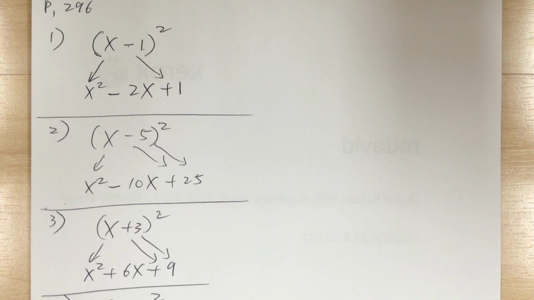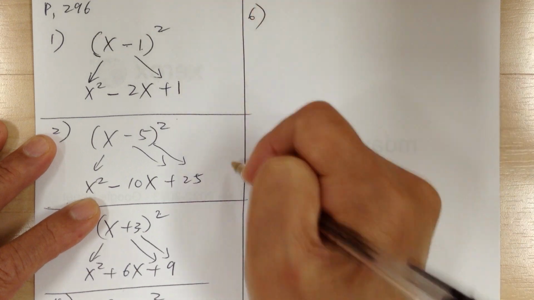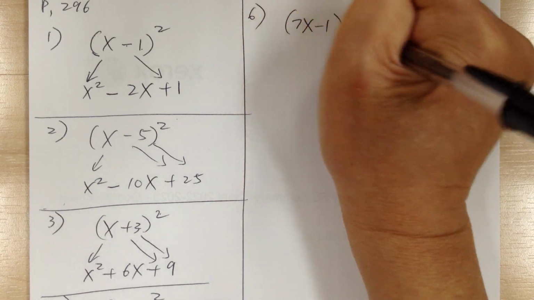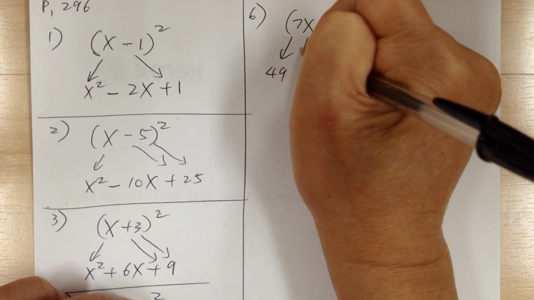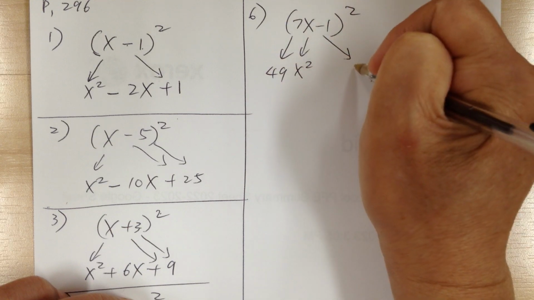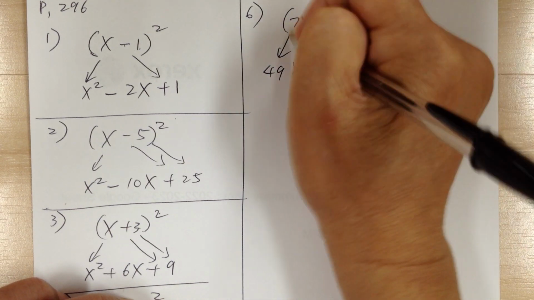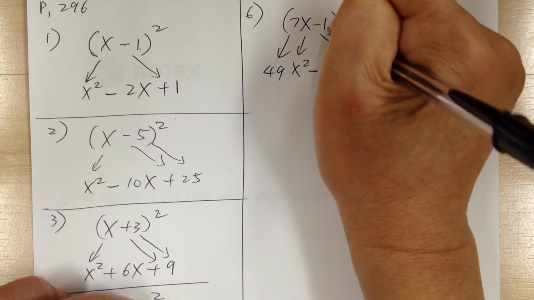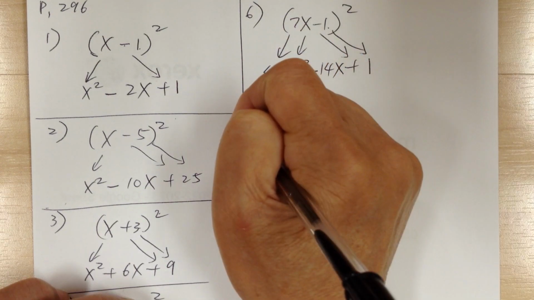Okay, let's go to the next one. Number 6. You have 7x minus 1 squared. So square that, 49. Square that, you get x squared. Square that, you get plus. Square that, you get 1. The middle term, multiply all this together, so the sign is minus. The number 2 times 1 is 2 times 7 is 14. Alphabet is x.